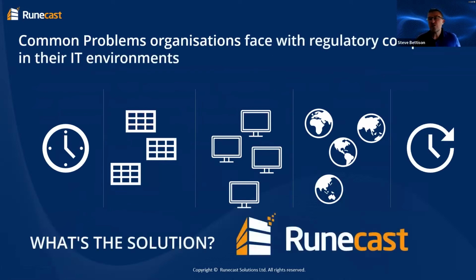So what are common problems or challenges that organizations face with regulatory compliance in their IT environments? If we start from the left-hand side here and work our way across, this is signifying time. In many organizations, compliance checks across systems is a manual process, and it's a time-consuming process. This is very challenging. This involves lots of people across different teams involved with doing those checks. So it's resource intense, and more often than not, things can get missed, things can get left out.